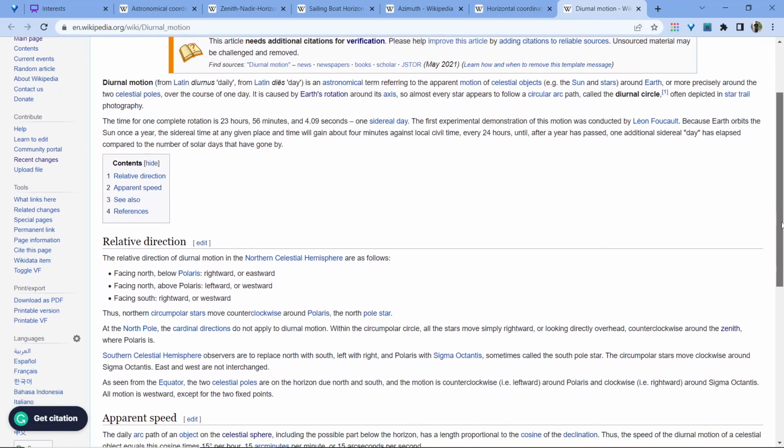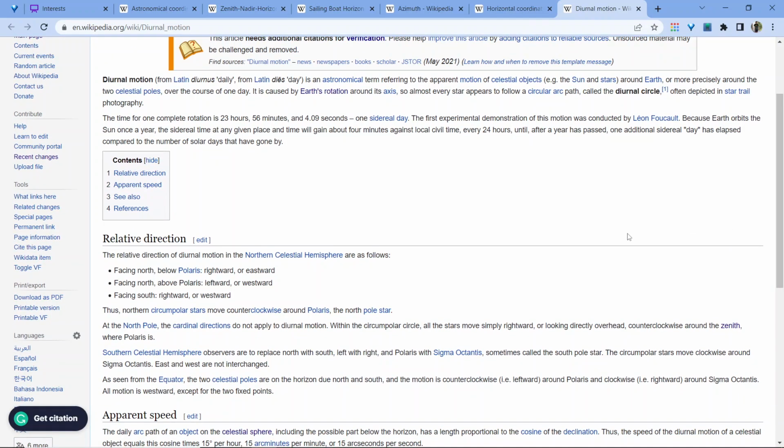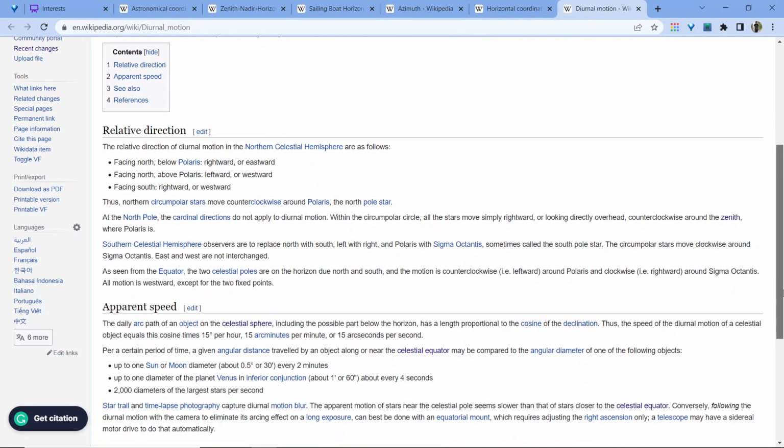Relative direction: the relative directions of diurnal motion in the northern celestial hemisphere are as follows: facing north below Polaris, rightward or eastward; facing north above Polaris, leftward or westward; facing south, rightward or westward. Thus, northern circumpolar stars move counterclockwise around Polaris, the North Star.